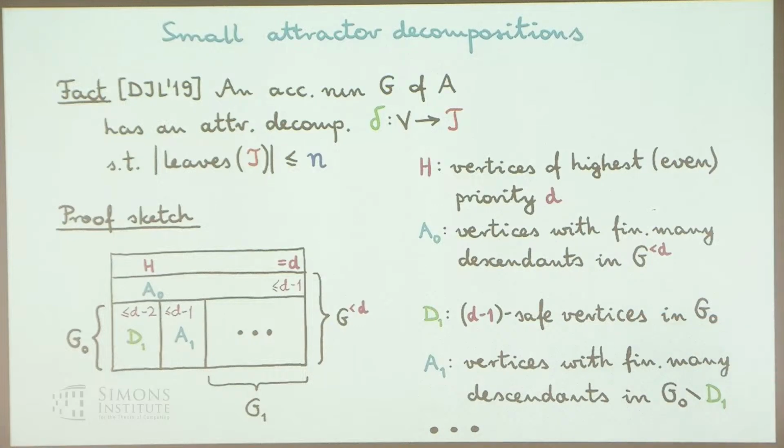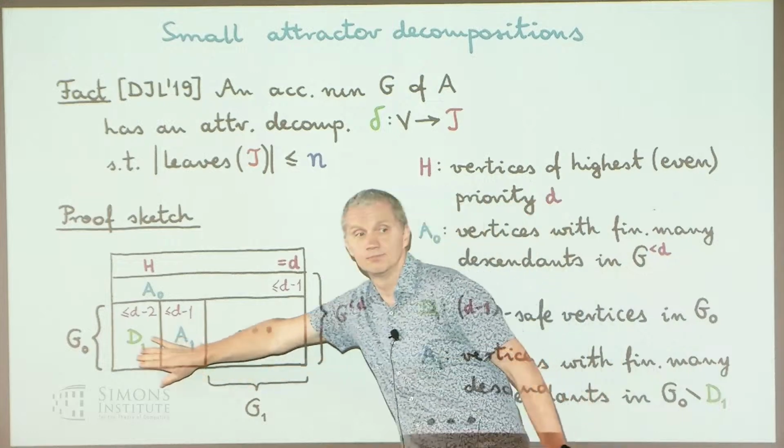Now, how do I pick D1? So here's one particular choice. I told you that I will show you the opposite direction: if the graph is good, then it has an attractor decomposition. That's one possible choice. There may be others. So there are potentially many different attractor decompositions if your graph is good. One good choice, a kind of maximalist choice, is to take all vertices that are what I call d-1 safe. What do I mean by that? That means that no path from those vertices can reach a vertex of priority d-1, which is bad, odd, high odd. Why is this set D1 non-empty? Question to you.